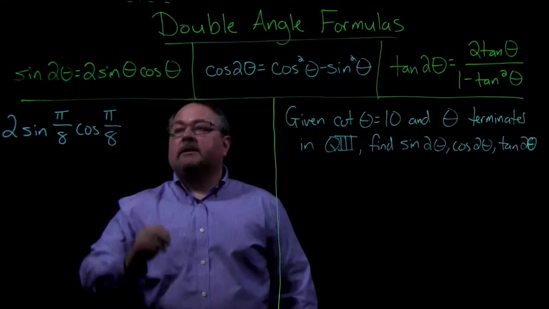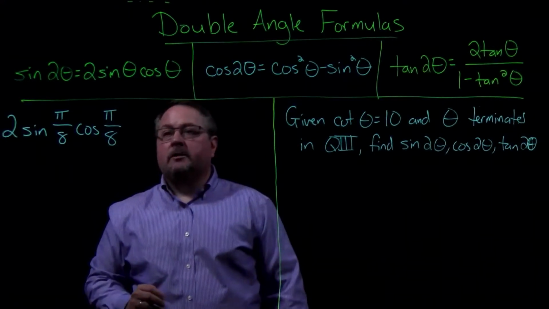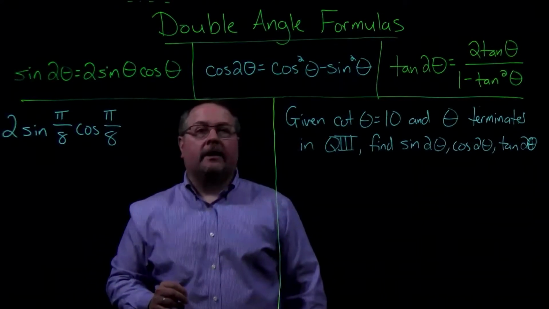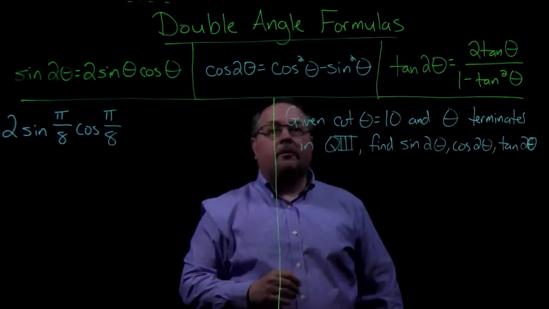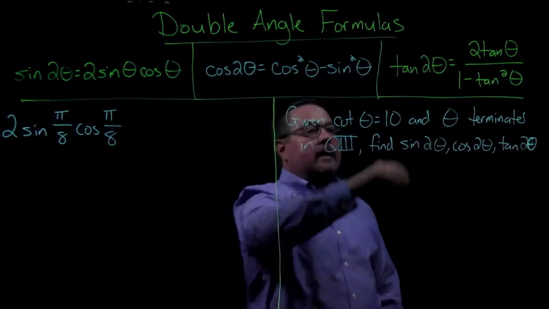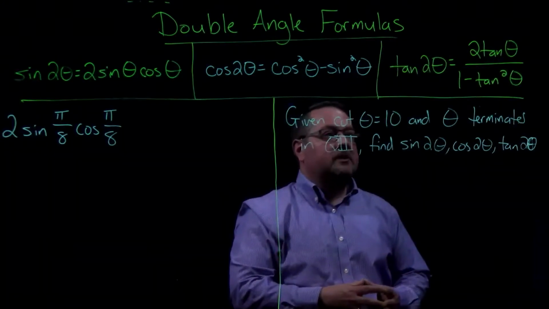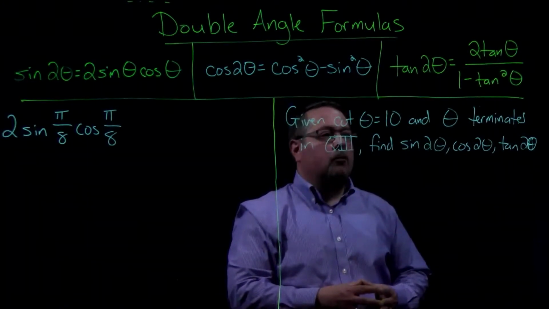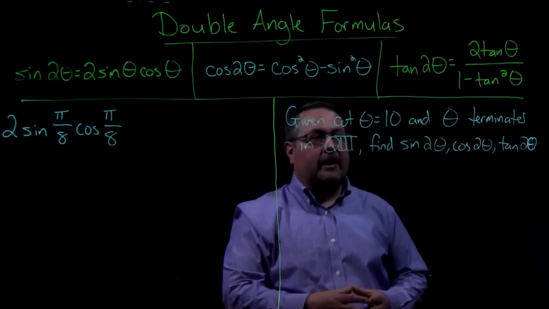So the first one we have is that the sine of 2 theta is 2 times the sine of theta times the cosine of theta. We have cosine of 2 theta is cosine squared theta minus sine squared theta. And tangent of 2 theta is 2 times the tangent of theta divided by 1 minus tangent squared theta.